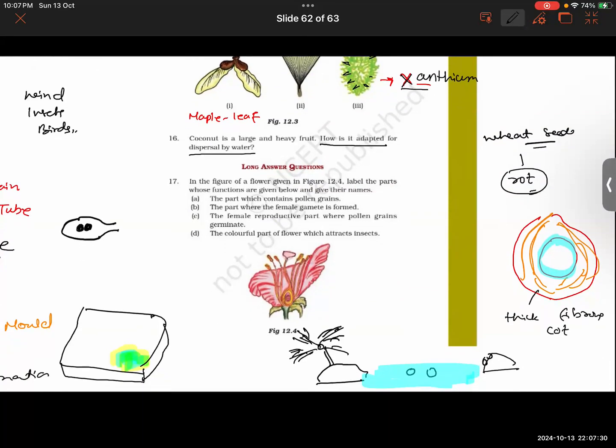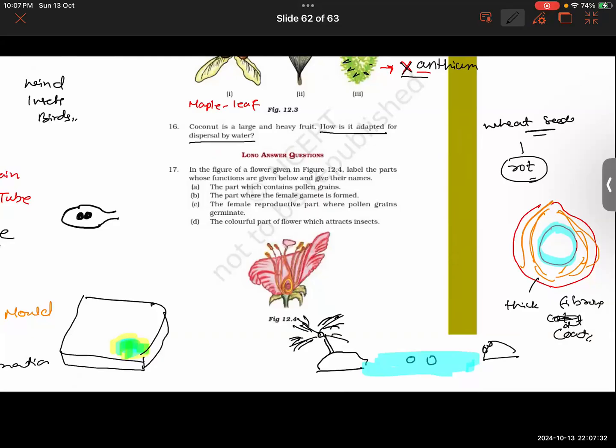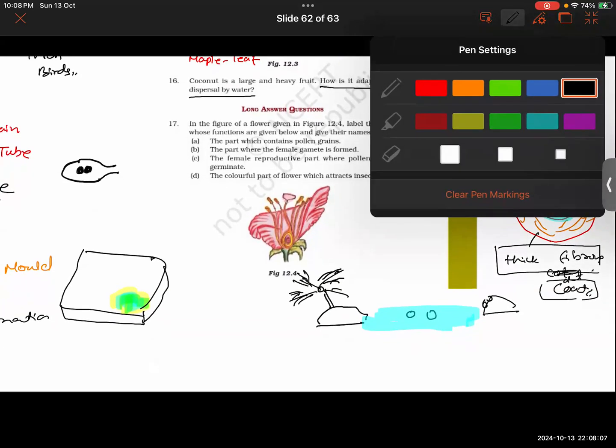Plus, it floats on the water. It does not sink on the water. So this has a thick fibrous coat, and because of this, the coconut will be floating on the water. It does not sink in the water. So this is the adaptation in the coconut because of which it is dispersed by the water, and it does not rot in the water. Hope it is clear. So the thick fibrous coat enables it to float in the water, and that is how it is dispersed by water.